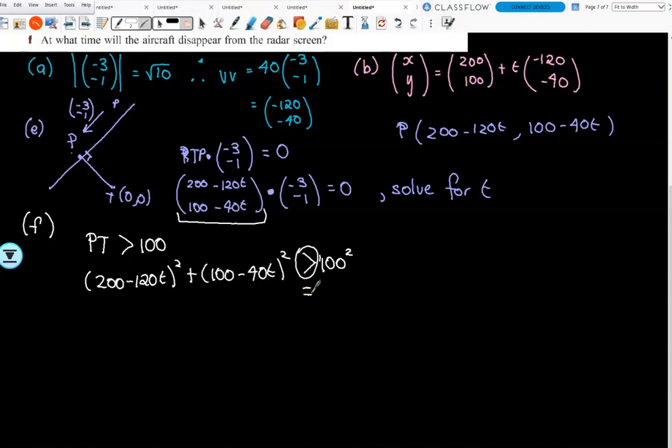Technically, once you've got your two solutions, I would require you to use a sign diagram to show when it's greater than. Sub back in and you find, but we know from the diagram that before the 1 it's going to be outside the radar, and then whatever your other value is, it's going to be past that point. Agreed?